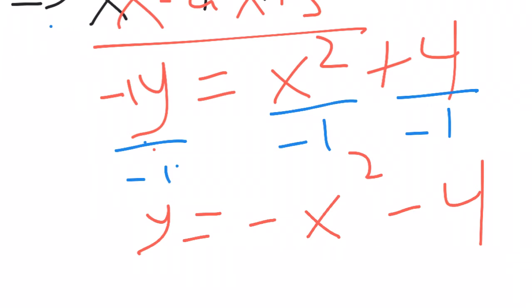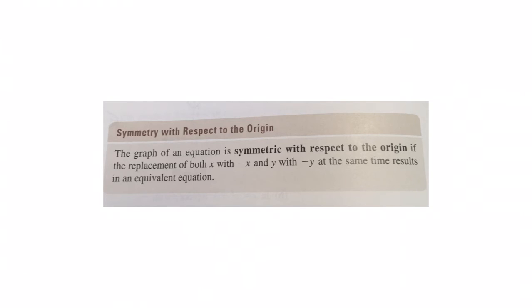So, since this does not give us the same equation, we know that it's not reflected across the x-axis. It's only reflected across the y-axis. Alright, and we're going to skip the other three, because I think you get the idea of how to test for symmetry now. And the next thing we're going to learn about is symmetry with respect to the origin.